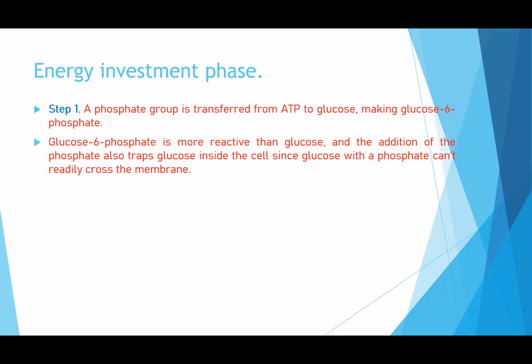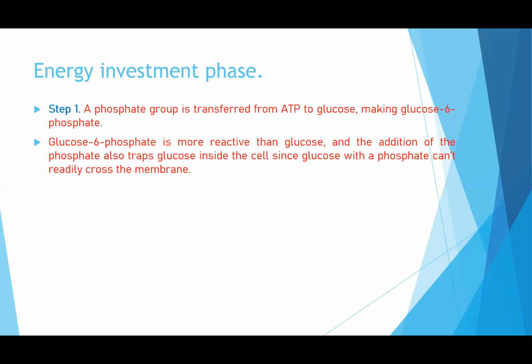Now, glucose 6-phosphate is more reactive than glucose because it has been phosphorylated. And the addition of the phosphate also traps glucose inside the cell, since glucose with a phosphate can't readily cross the membrane. So there are a lot of things in this statement. And if you see your past papers, there are questions of 2 marks for this reaction. What is the benefit of this reaction?